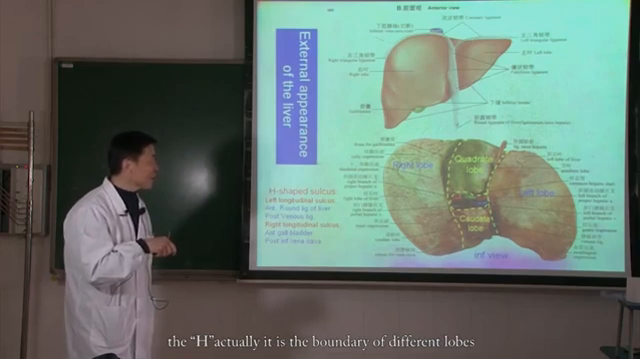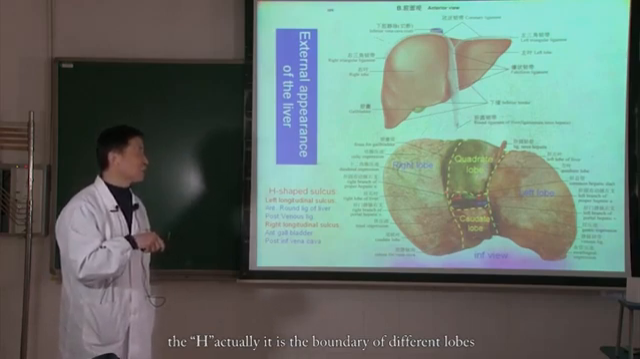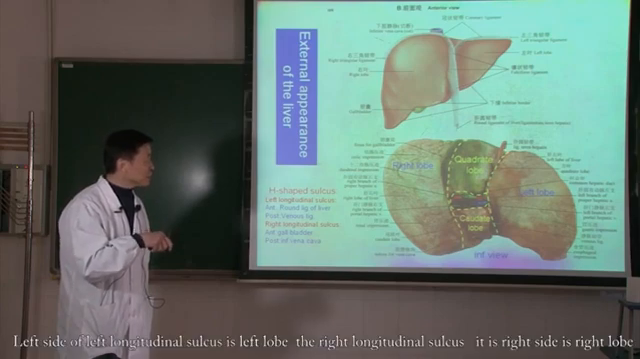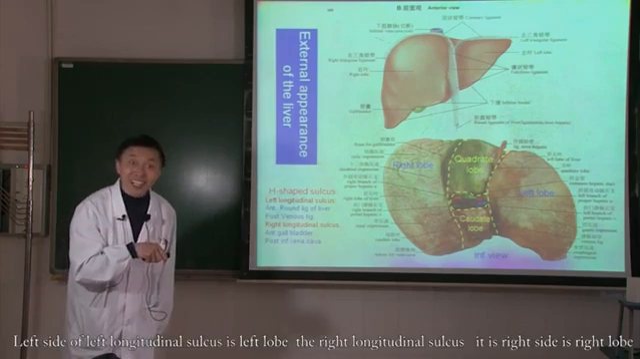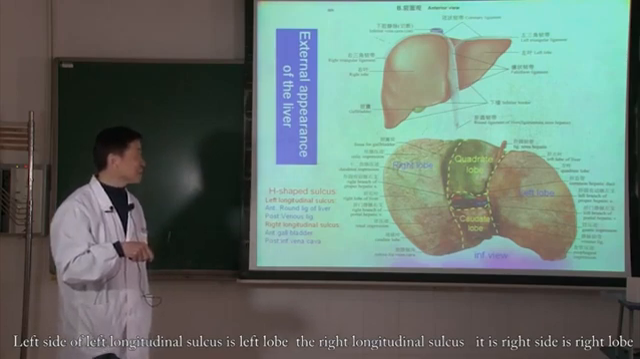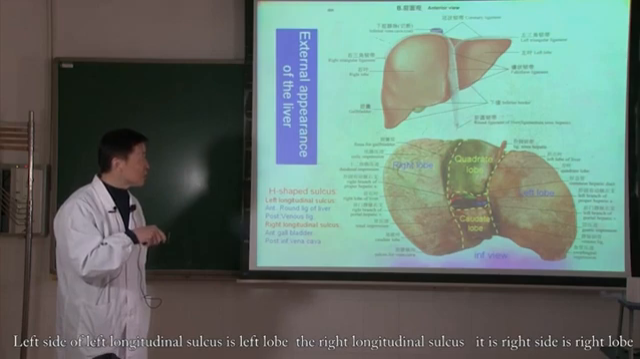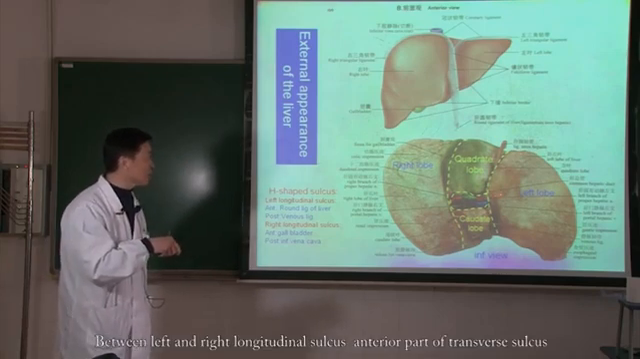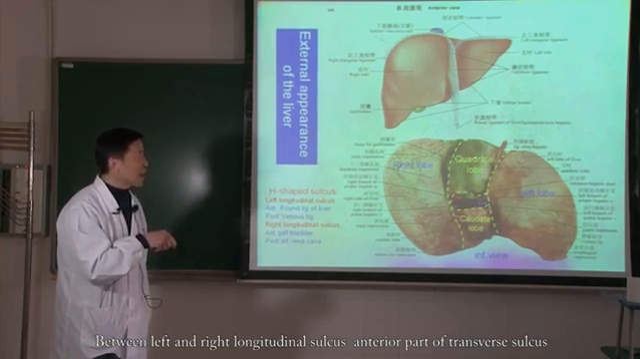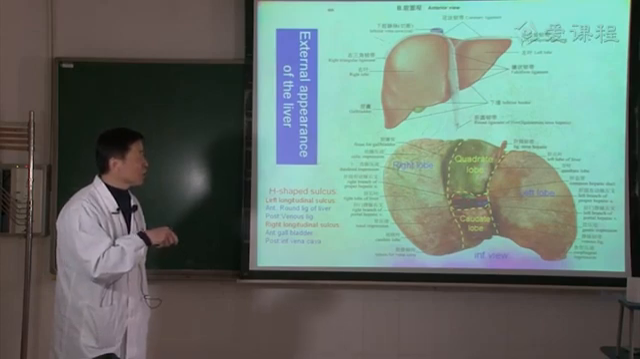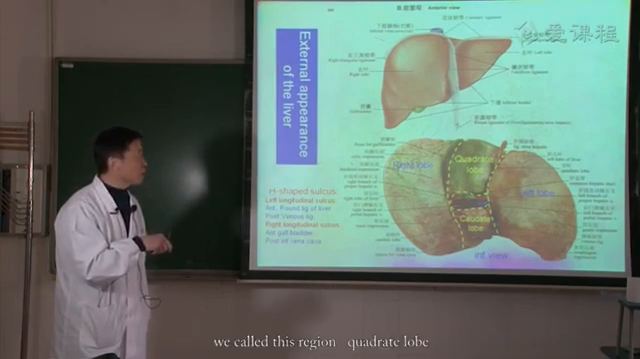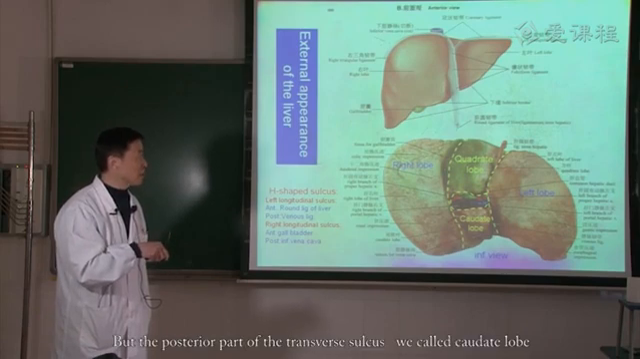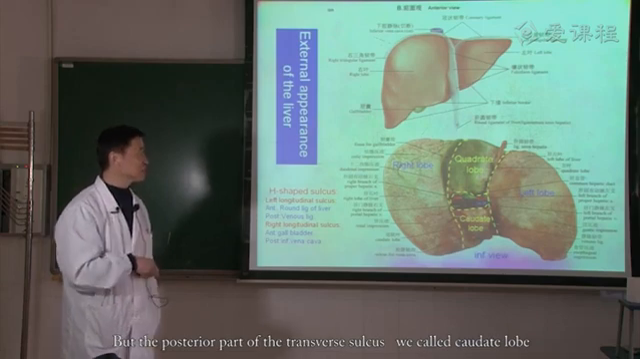The H is actually a boundary of the different lobes. The left side of the left longitudinal sulcus is the left lobe. The right side of the right longitudinal sulcus we call the right lobe. Between the left and right longitudinal sulci, the anterior part of the transverse sulcus we call the quadrate lobe. The posterior part of the transverse sulcus we call the caudate lobe.